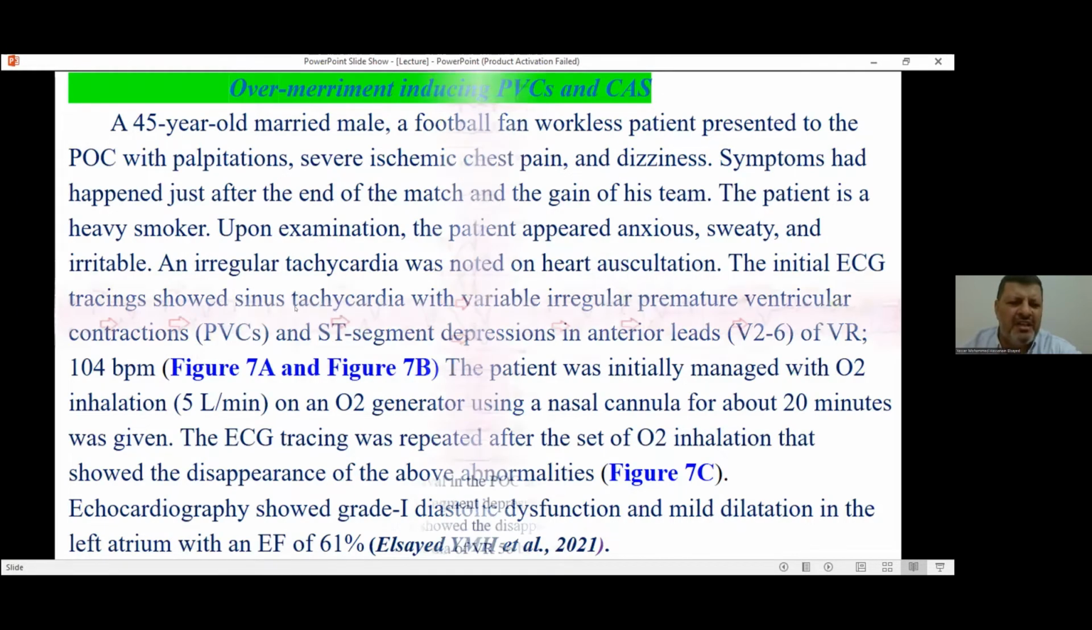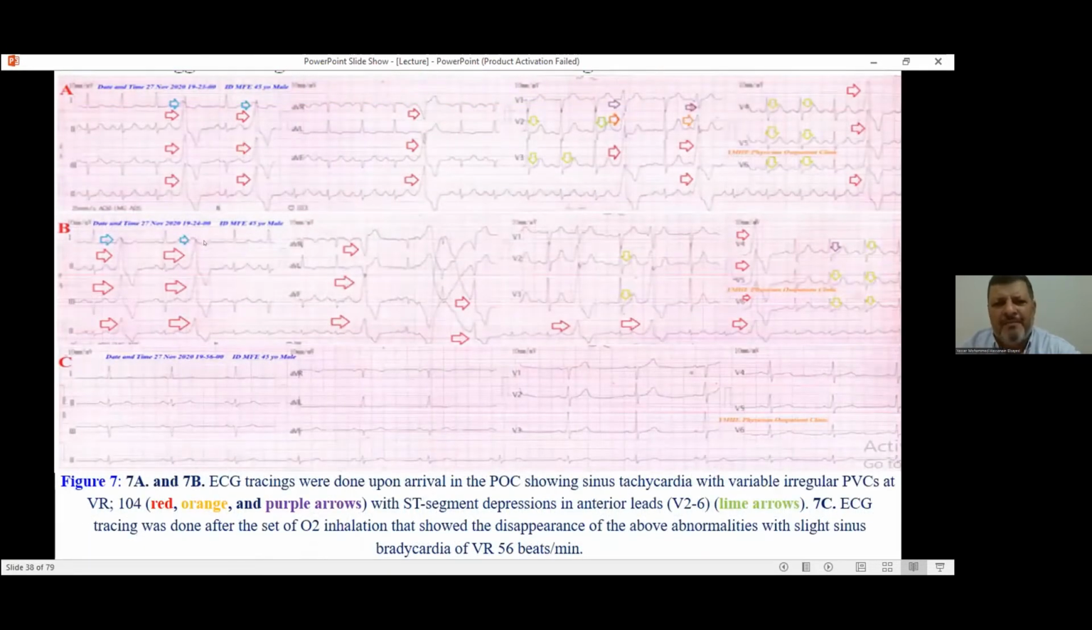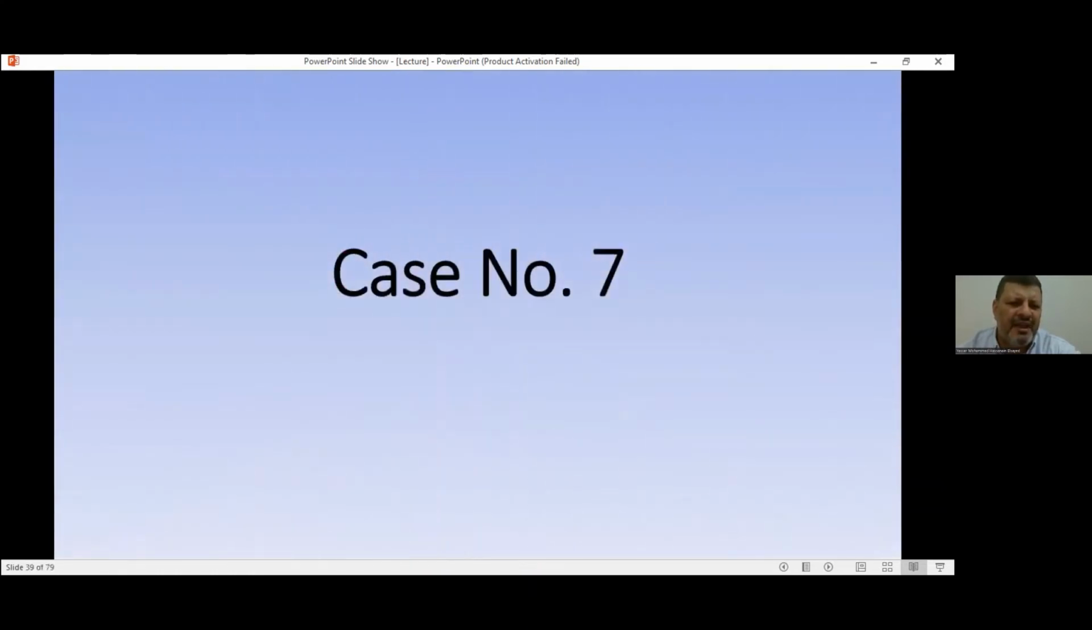The initial ECG, as you see, shows multiple PVCs, but irregular, with ST segment depression from V2 to V6 in limb leads. This is the second ECG, with more PVCs, which then disappear. This is after initial oxygenation, and there might be ST depression only in V2 to 6. Here, the ST segment depressions are completely clear after complete oxygenation.